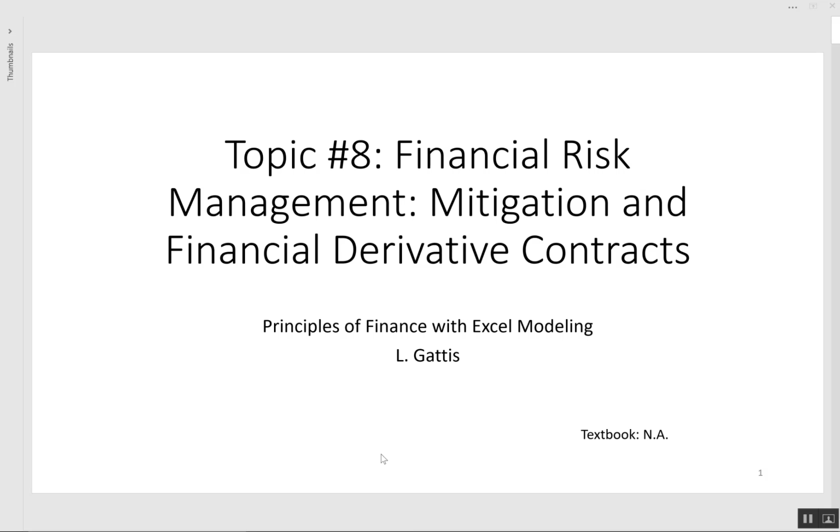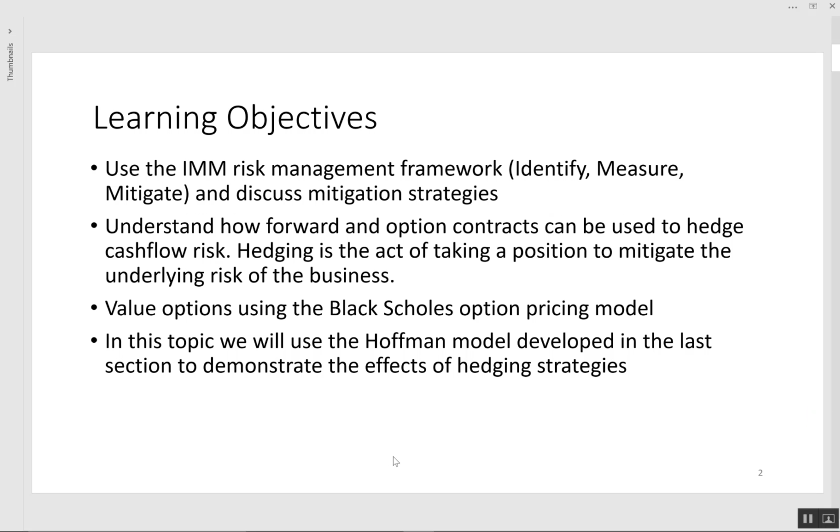Topic 8, Financial Risk Management, Mitigation, and Financial Derivative Contracts. In this topic, we'll continue to use the IMM, Identify, Measure, Mitigate process for managing risk, and discuss mitigation strategies. We'll understand how we can use forward and option contracts to hedge risk, and we're going to also briefly value an option using the Black-Scholes option pricing model.